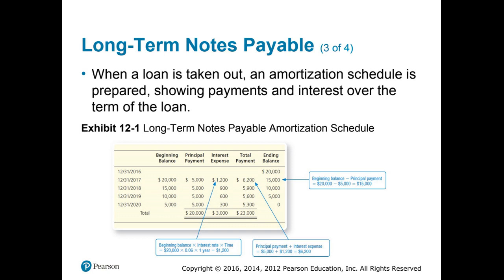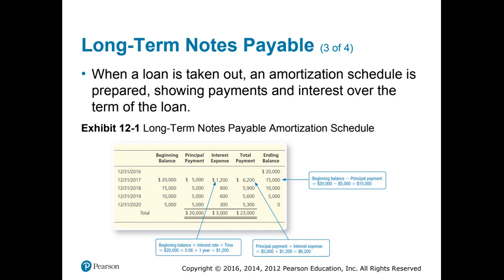They're telling us how to calculate the interest. We took the beginning balance times the interest rate times the time. So 20,000 times 6% times 1 year, and that gave us the $1,200 for the interest expense. We see our total payment amount here, and this is telling us how to calculate our total payment. We've got our principal payment plus our interest expense. Our principal payment was $5,000. Our interest expense was $1,200. So the total amount of the payment is going to be $6,200.